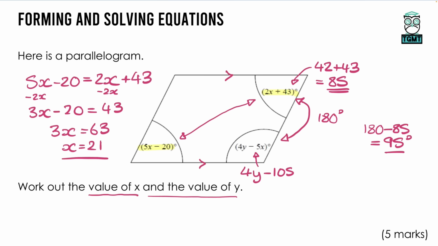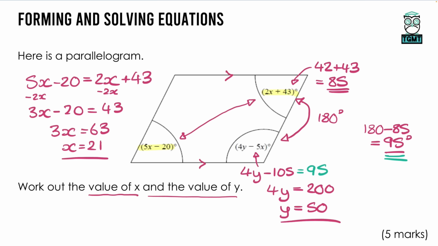So 4y minus 105 equals 95. And then I've got a relatively nice equation to solve there, especially considering we're using a calculator at the moment. 4y is equal to 200, and therefore y is equal to 50. And there we go, there is forming and solving equations.